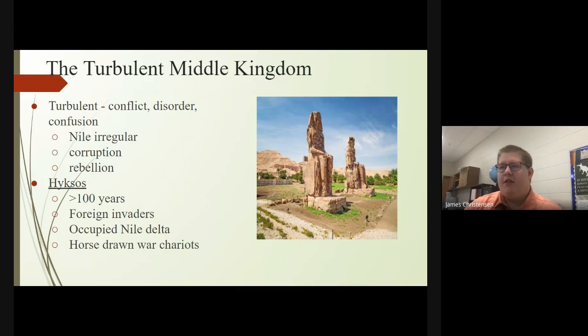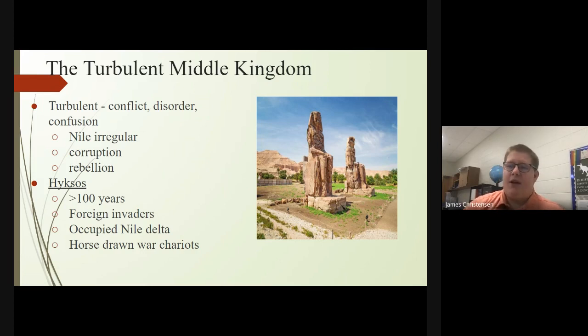So before we get to the New Kingdom, we have the Middle Kingdom. We don't talk about it much, mainly because it didn't last very long. It was very turbulent, a lot of conflict, a lot of confusion. Some believe that it was a direct relation of what the gods believed, because the Nile River decided to be all irregular and act up. There was a lot of corruption in the government and rebellion on behalf of the populace.